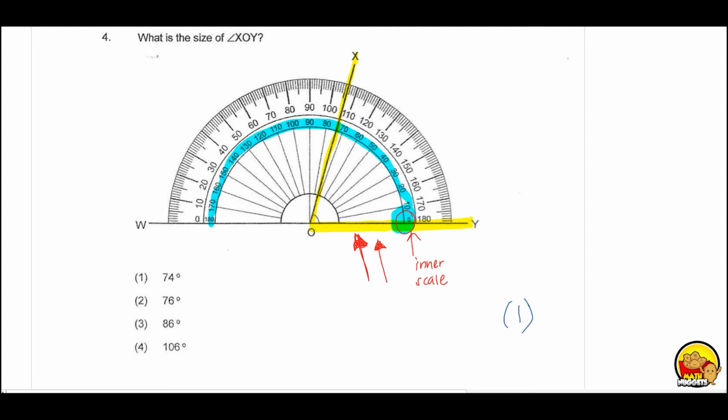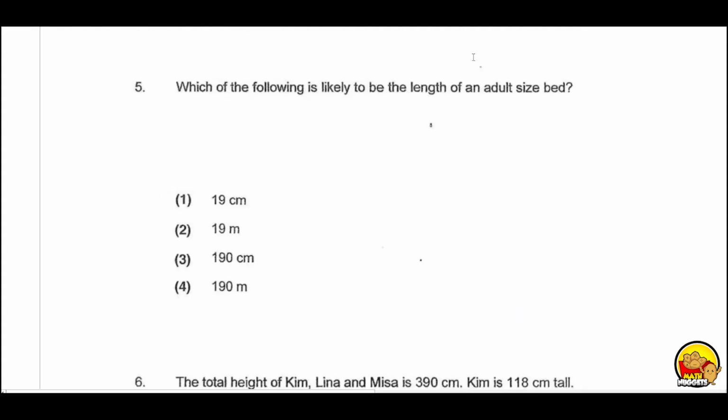Number 5. Which of the following is likely to be the length of an adult bed? Adult size bed. If you look at option 1, 19 cm. Now if you look at your ruler that you have in your pencil case, your ruler should be about something like 15 cm. So 19 cm is thereabouts, right? So that cannot be the size of an adult bed.